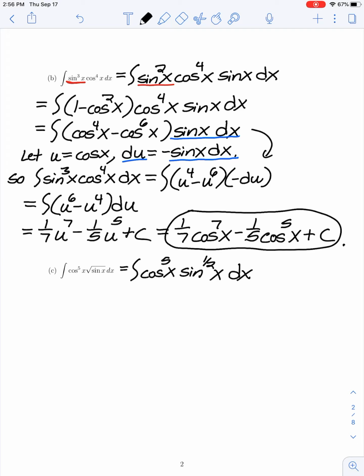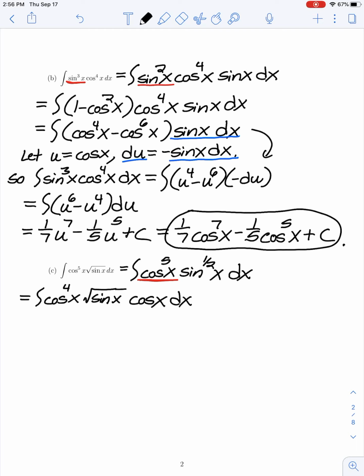So we see that we have a trig integral where we're multiplying powers of sine and cosine of x. And I see that this first term, cosine x to the fifth, involves an odd power of cosine. So let me factor out 1 power of cosine x, and I would be left with cosine x to the 4th power times the square root of sine x, or sine x to the 1/2 power, times the extra factor of cosine x, which I peeled off from the cosine x to the 5th power.